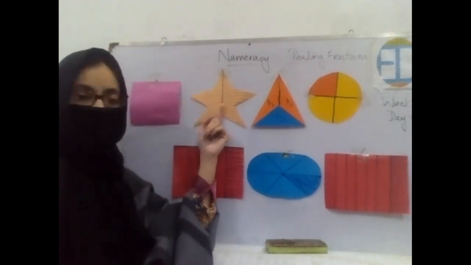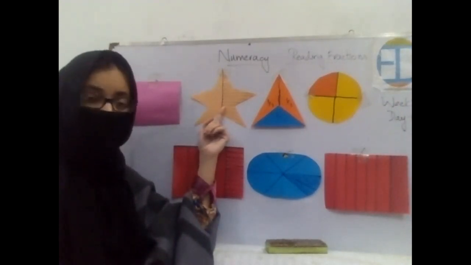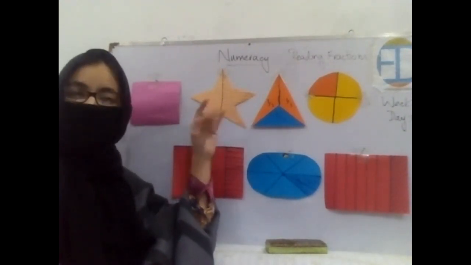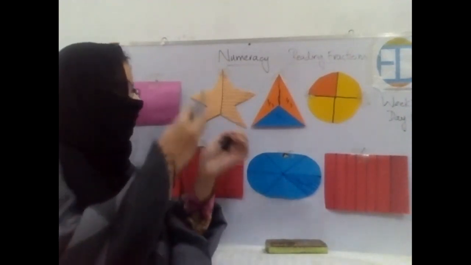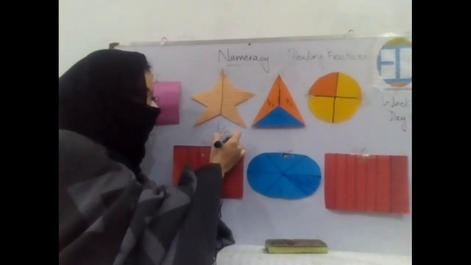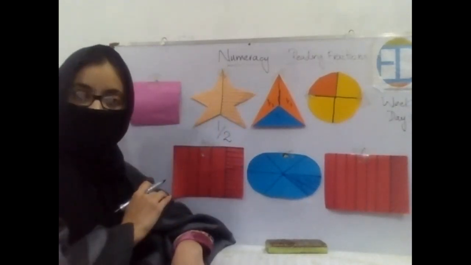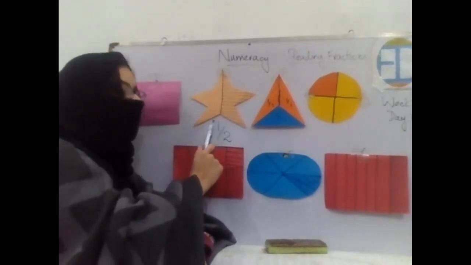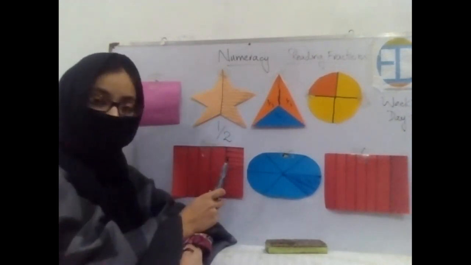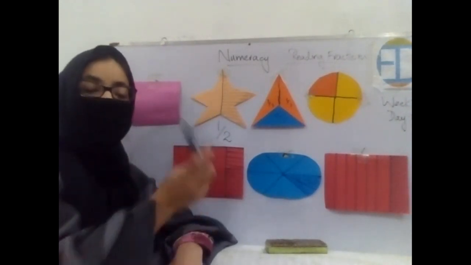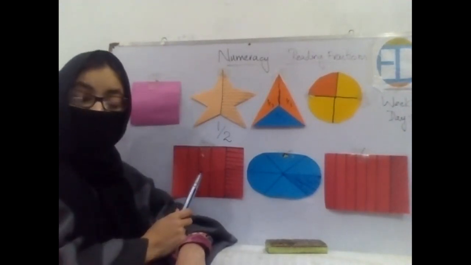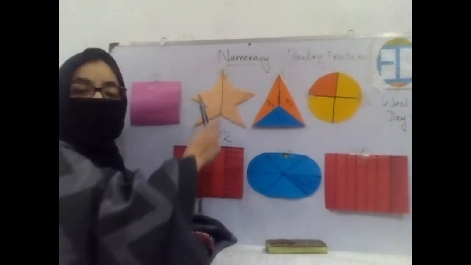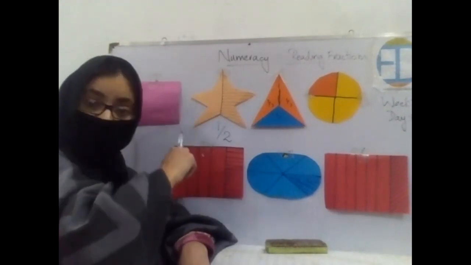Now look at this one. It's a star, right? How many parts is it divided into? Two, right? And how many of it is shaded? One. One is shaded out of two. So this is a fraction. And we can read out this fraction as 1 over 2, 1 upon 2, 1 by 2, right? Or the standard form is 1 half. 1 half means that this is the whole one which is divided into two halves. So this is 1 half of this whole, right?